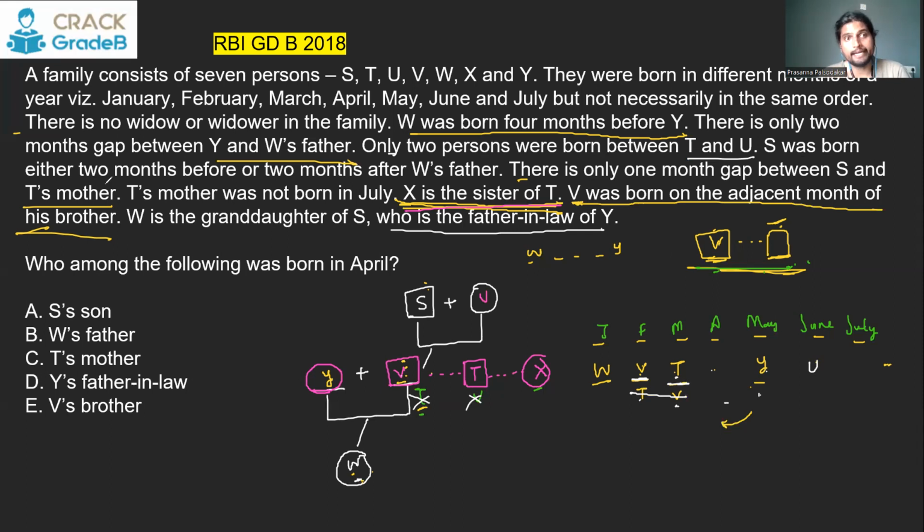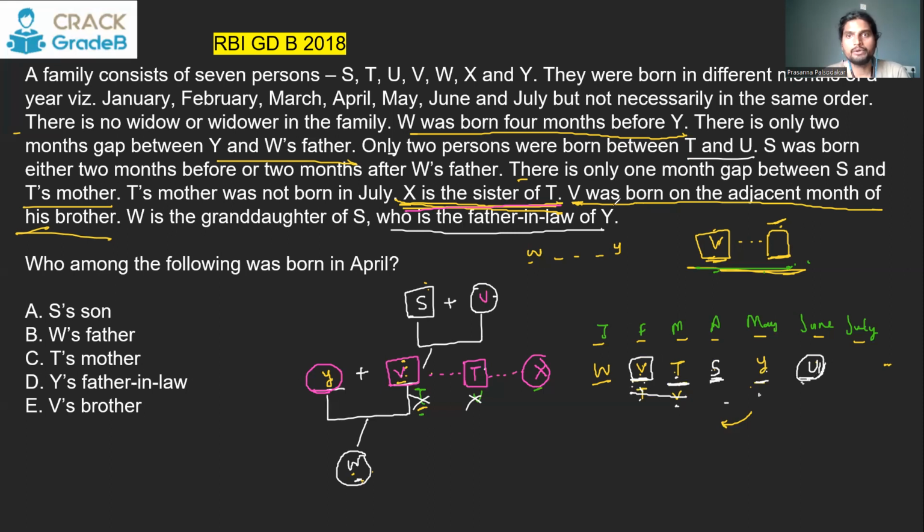S was born either 2 months before or 2 months after W's father. So W's father is now V. So 1 month after, 2 months after. S is born 2 months after W's father, which is V. There is only 1 month gap between S and T's mother. T's mother is U. So yes, there is 1 month gap between S and T's mother. T's mother was not born in July. Yes, that person is born in June.